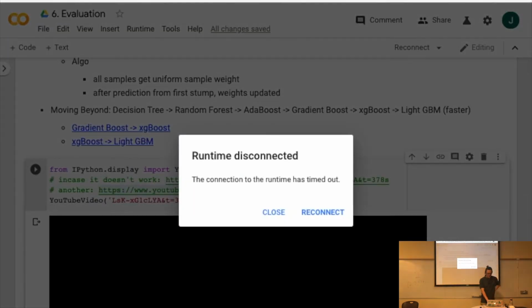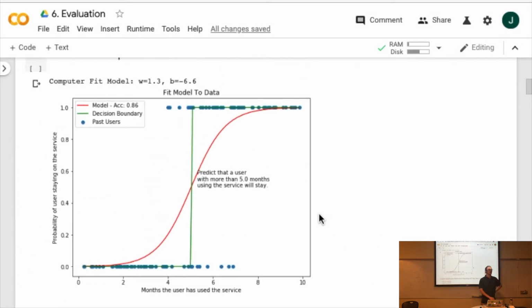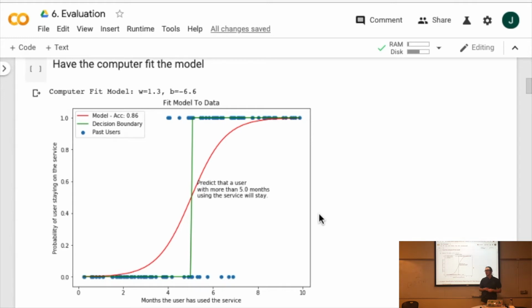So this is lesson 6, and it's about evaluation of our models and how to improve the performance. So hypothetically, we have a model, we've started on our machine learning path. How do we see how well it's actually doing, and how do we improve the performance?